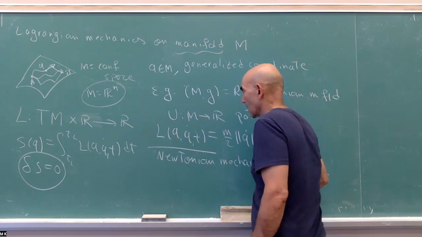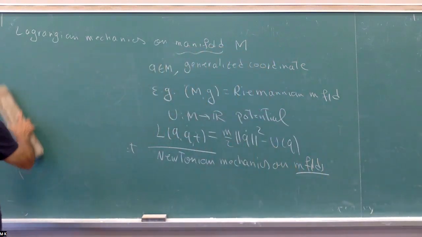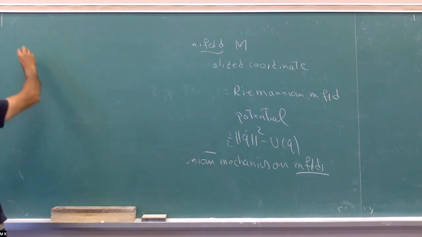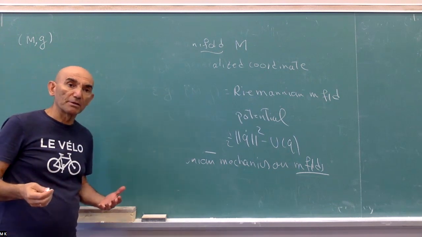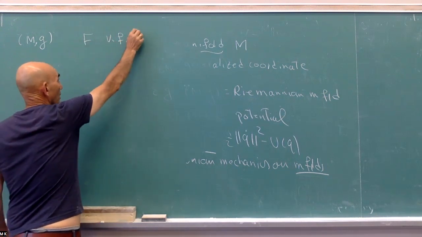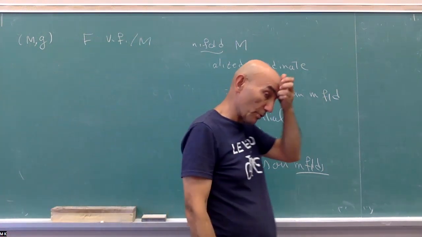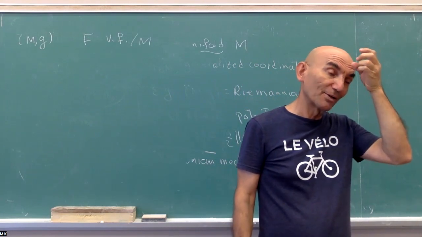Let me write it now. So we really need a metric. Actually, we don't need a metric at first, but we take G, so this is the Riemannian manifold. And we need a vector field on it. So F is the vector field on M. Okay, so what is Newton's equation? F equals ma. What is the analog of Newton's equation?